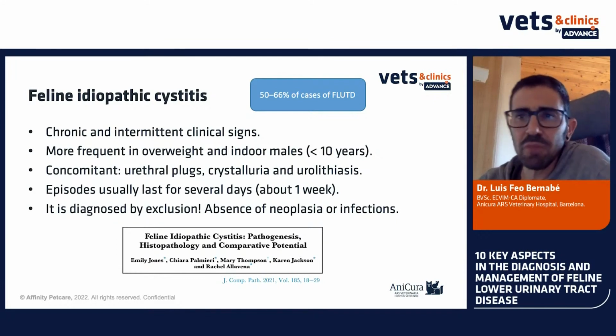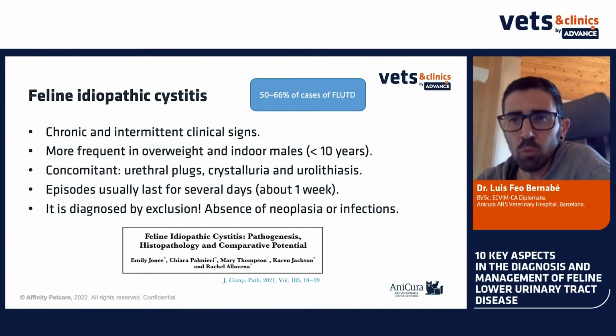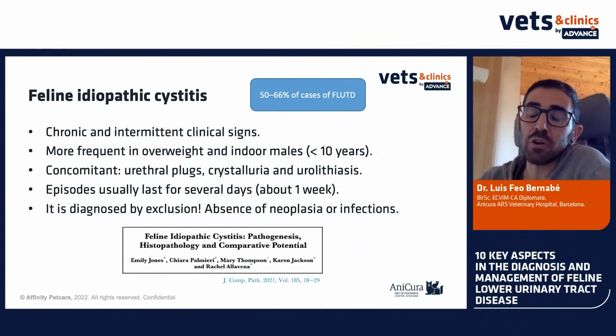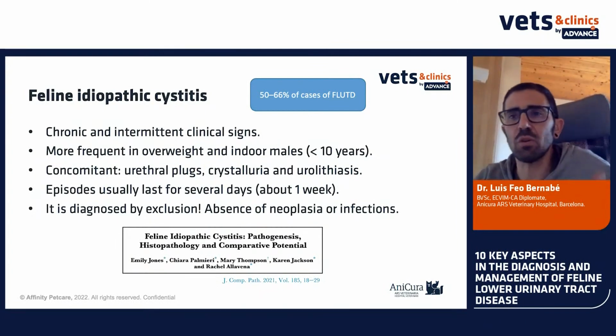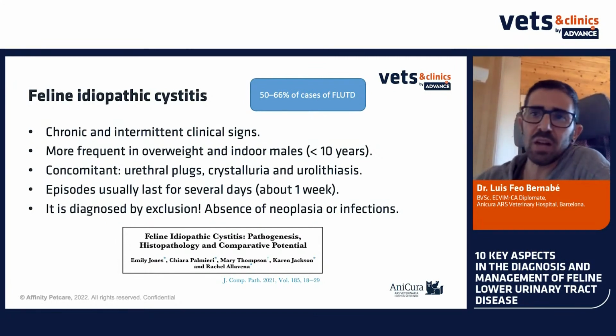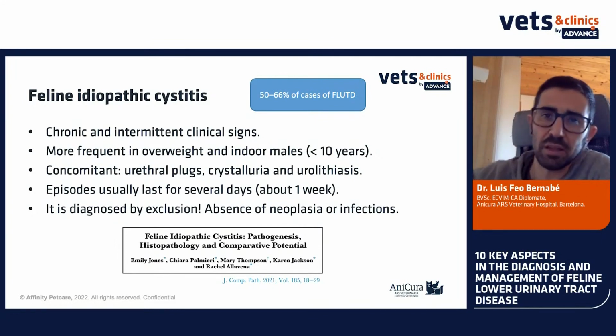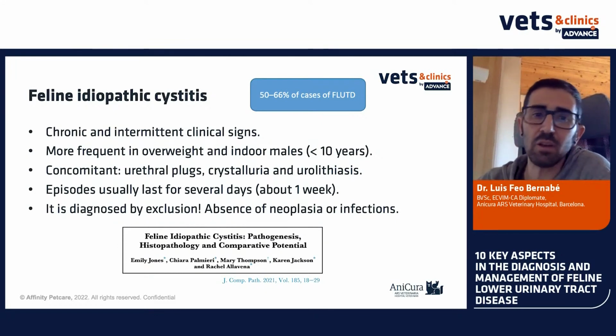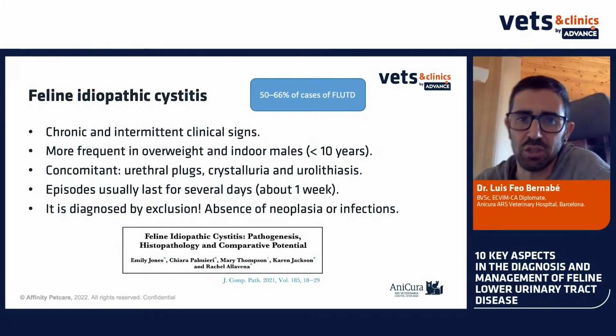Many times you have a concomitant disease with urethral plaques, crystalluria, and urolithiasis. That makes things difficult, but you need to think that maybe you have these two problems at the same time. And normally, these episodes usually last for several days, with a median of about 1 week. So it's a patient with clinical signs during 1 week. After that, he or she recovers, and can recur even weeks or months later. Remember that it is diagnosed by exclusion of other etiologies.